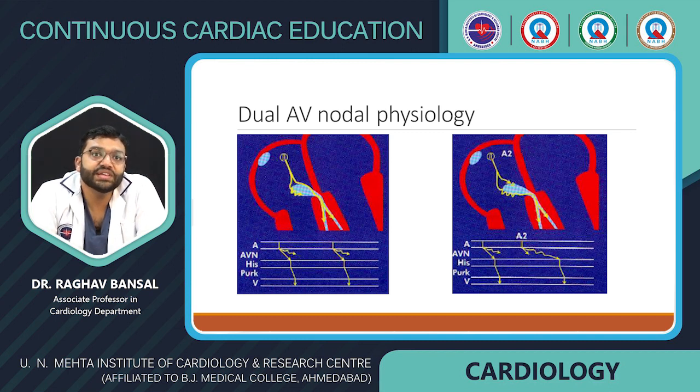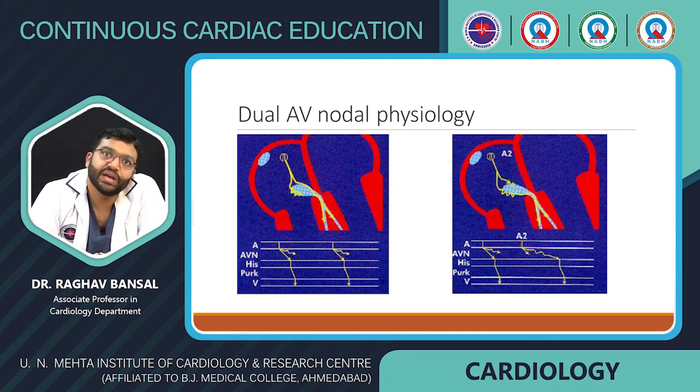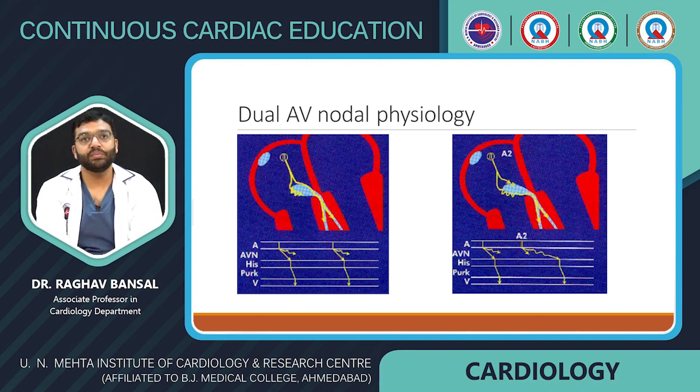When we are giving extra stimulus testing, what is known about these two pathways is that the slow pathway has a shorter refractory period, while the fast pathway has a longer refractory period. So if we give progressively shorter extra stimuli, at some point it gets blocked in the fast pathway because it has a longer refractory period, while it still gets conducted down the slow pathway because it has a shorter refractory period.